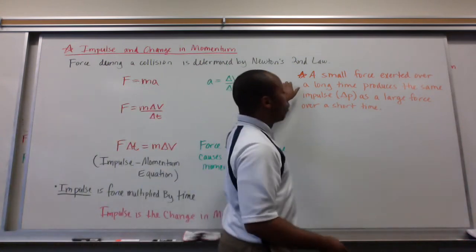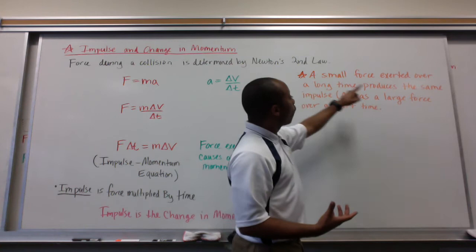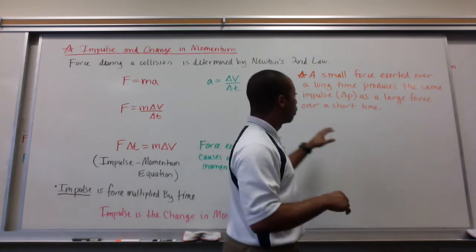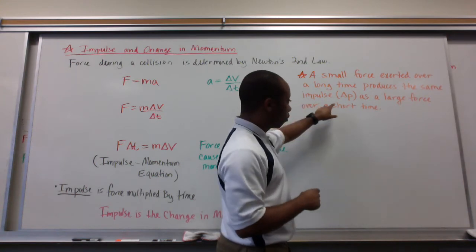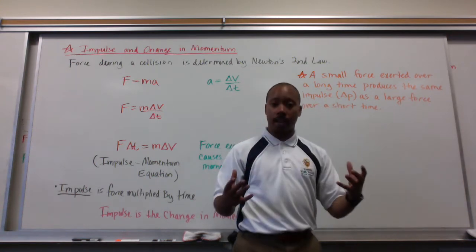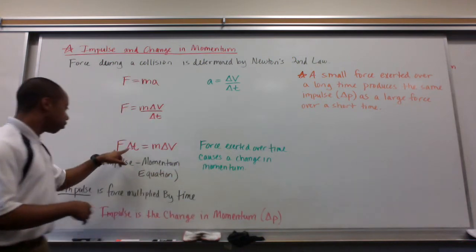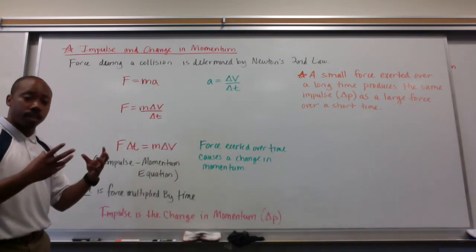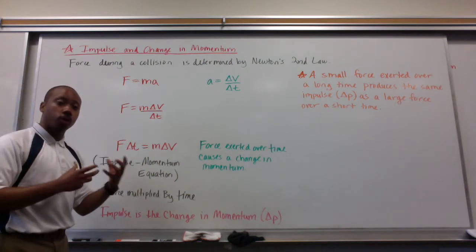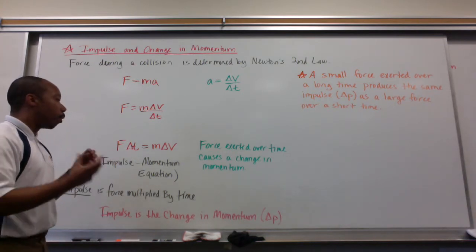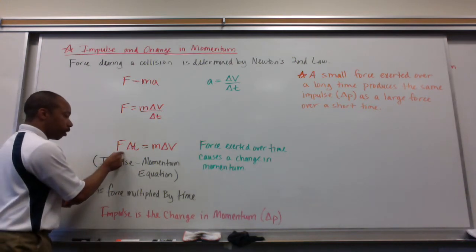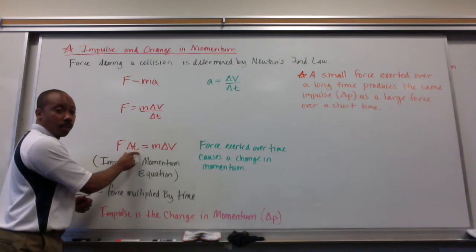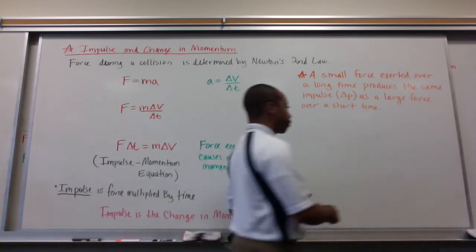Now, what this brings us is this. A small force exerted over a large period of time produces the same impulse as a large force over a short period of time. So impulse is equal to your change in momentum. Those will be constant, meaning momentum cannot be created or destroyed. It's going to be a constant throughout. But what fluctuates is your force exerted over the time at which that force is exerted. We'll talk more about that now.